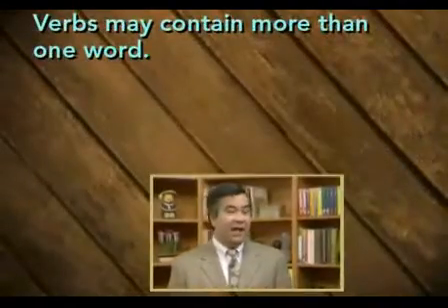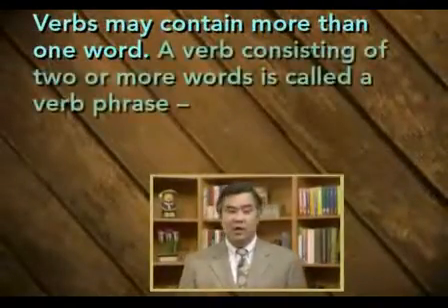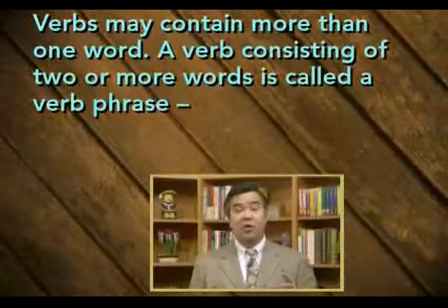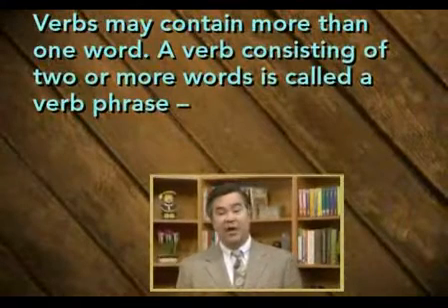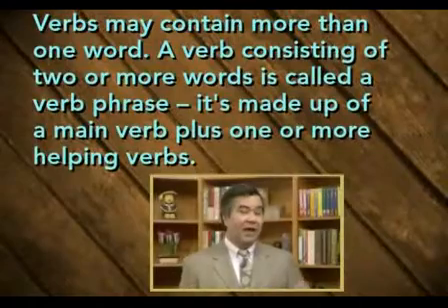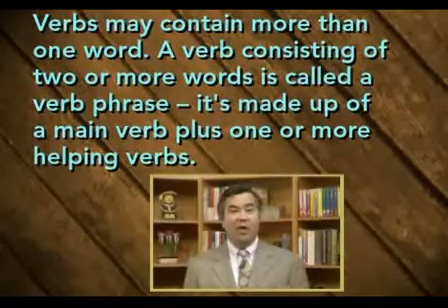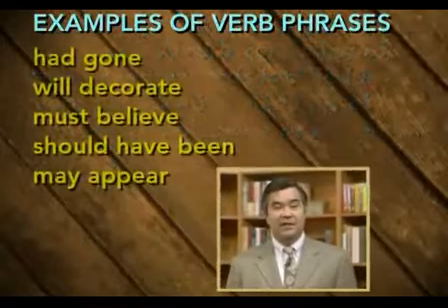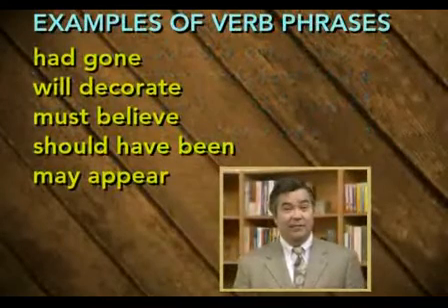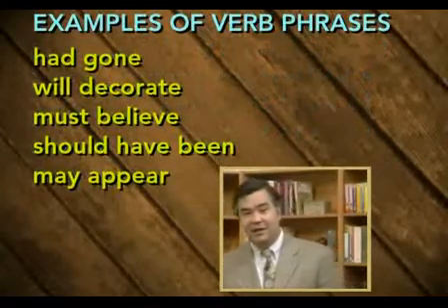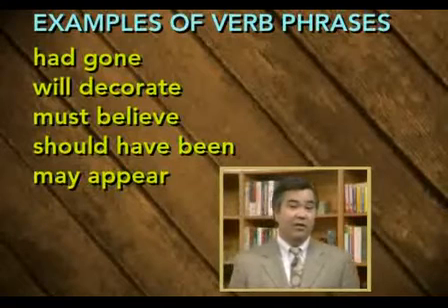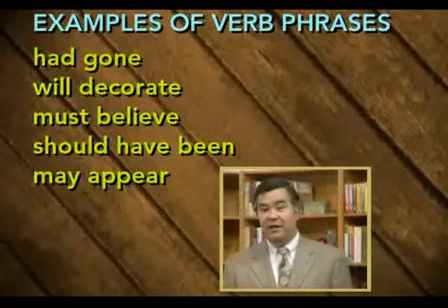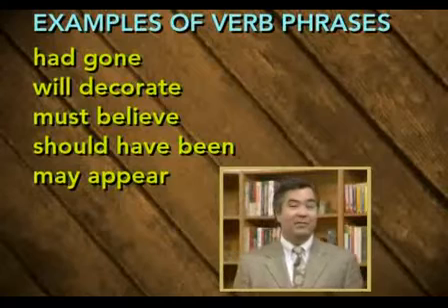Notice one other thing about verbs. Verbs may contain more than one word. When a verb consists of two or more words, it's called a verb phrase, and it's made up of a main verb and one or more helping verbs. Here are a few examples of verb phrases. Had gone, will decorate, must believe, should have been, and may appear.